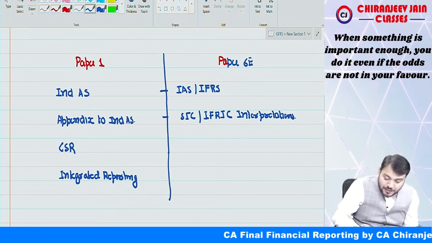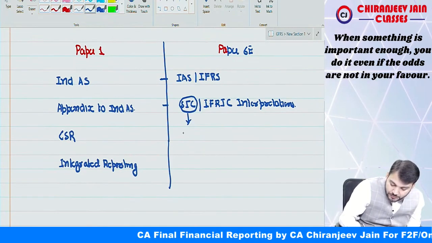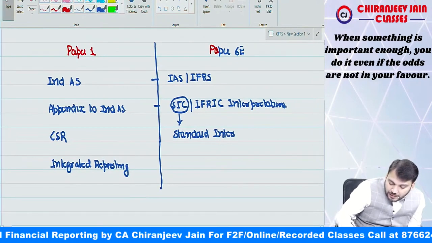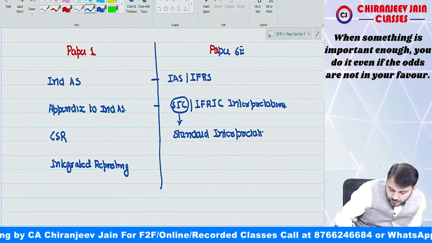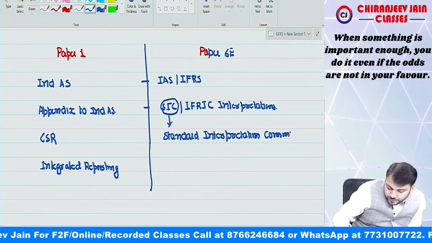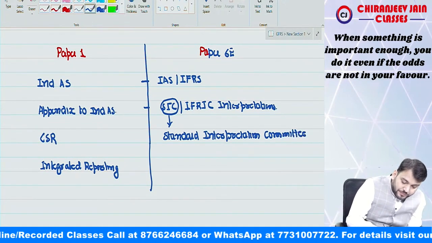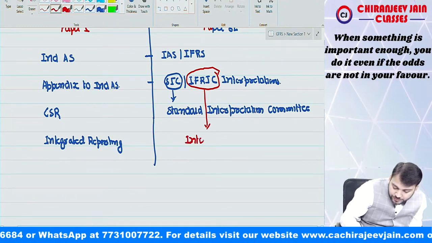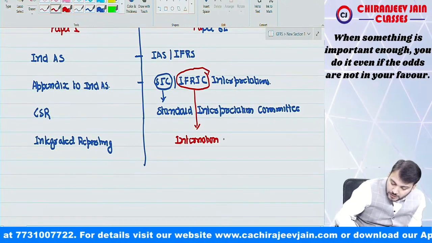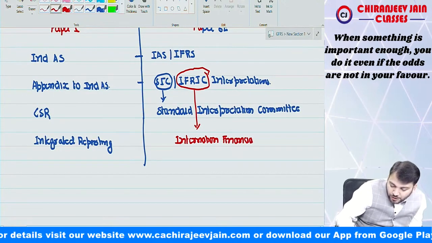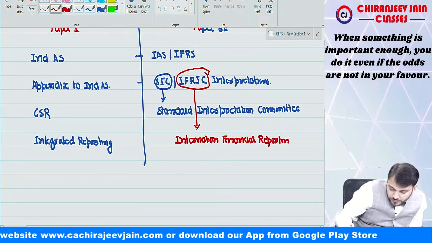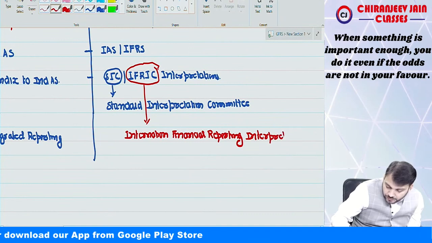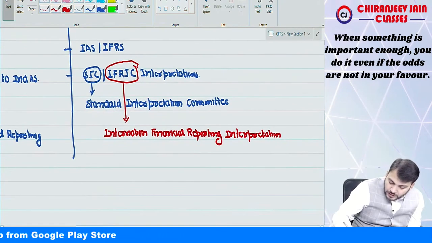If you want to write down, write down. SIC means what? Standard Interpretations Committee, and IFRIC stands for International Financial Reporting Interpretations Committee.